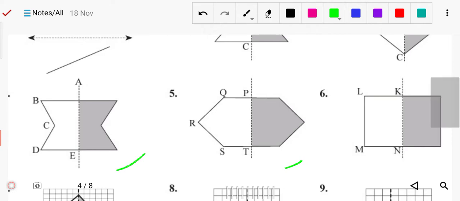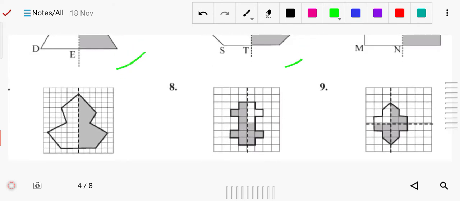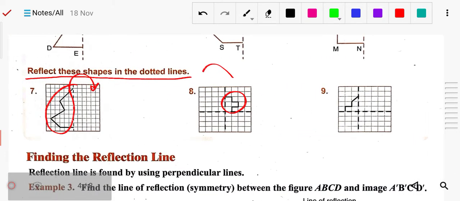Now here is number 7. See number 7, how it will be like this. This is for number 8, and this is for number 9. You just see it and you can draw. Here is your question, you can see how it will be.